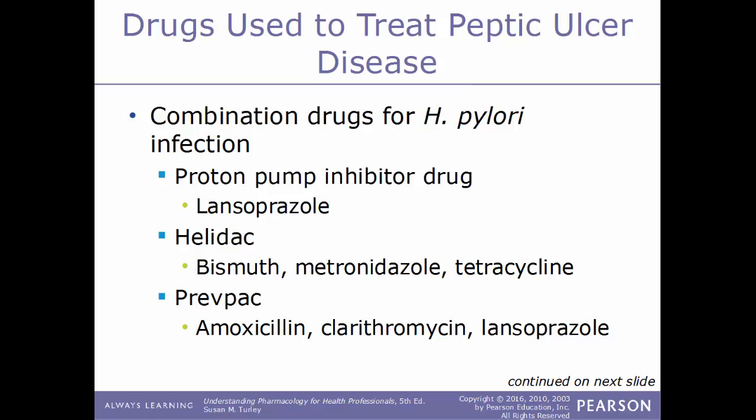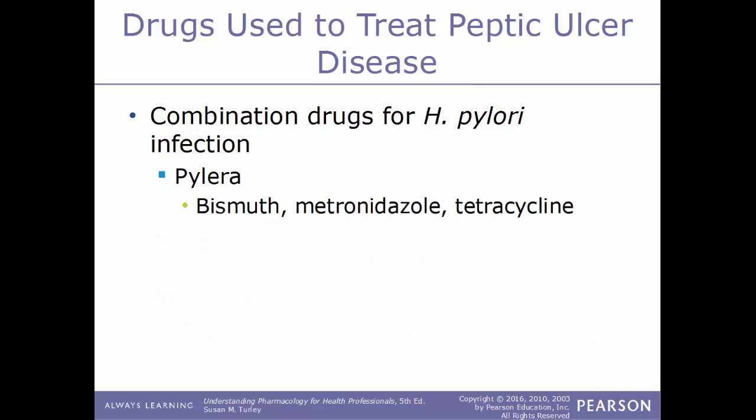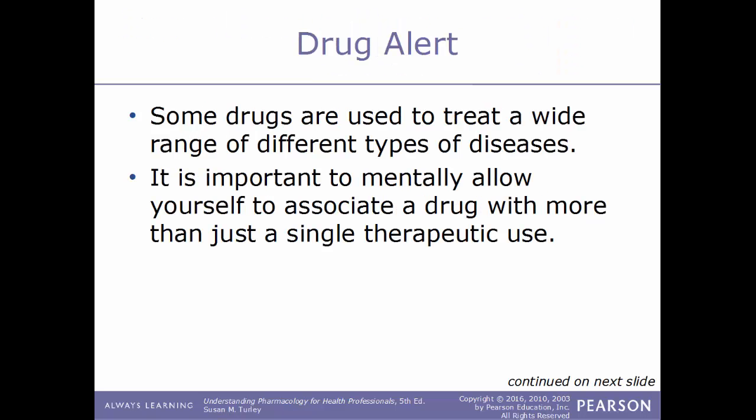Some examples of these combination drugs: Helidac, which is a combination of bismuth, tetracycline, and metronidazole; Prevpac, which is a combination of amoxicillin, clarithromycin, and Prevacid; Pylera, which is a combination of bismuth, metronidazole, and tetracycline. That leads us to a drug alert.